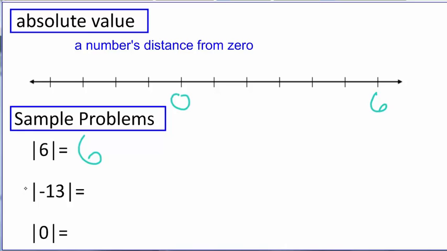This next question, what's the absolute value of negative 13? Well, how far is negative 13 from 0? Negative 13 is somewhere over here. And that's just going to be 13 units away from 0. So the absolute value of negative 13 is just going to be 13. And finally, the absolute value of 0. How far is 0 from 0? It's 0 units away.